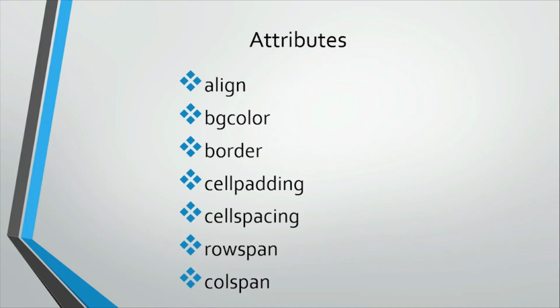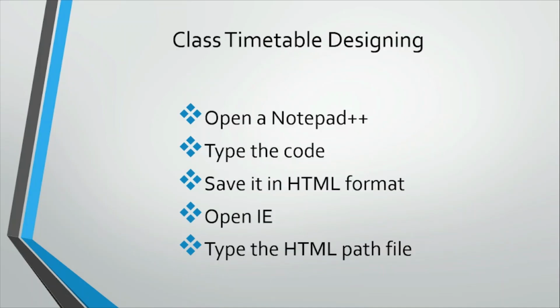Finally, the row span and column span attributes will be used if rows or columns have to be merged into one cell. If these have to be merged and made into one cell, we will be going with this attribute. Okay. Now let us start designing the class timetable. First, let us see the procedure we are going to follow.